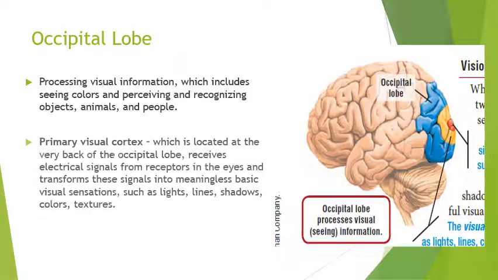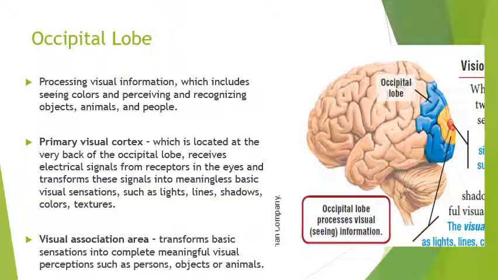The occipital lobe, okay, it processes visual information, so it includes seeing colors, perceiving and recognizing objects, animals, and people. And nalocate ang visual cortex. So the visual cortex receives electrical signals coming from the receptors in the eye and transforms these signals into meaningless basic visual sensations such as lights, lines, shadows, colors, and texture. The structure that will make these random or meaningless basic visual sensations into something meaningful is the visual association area.